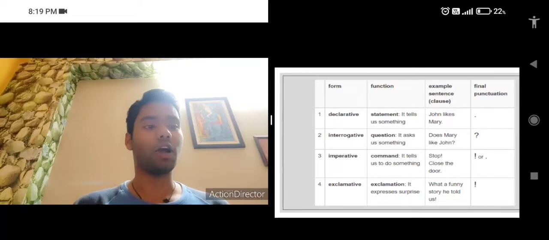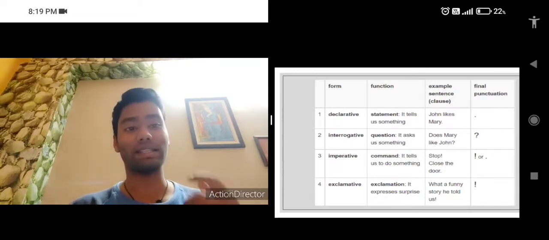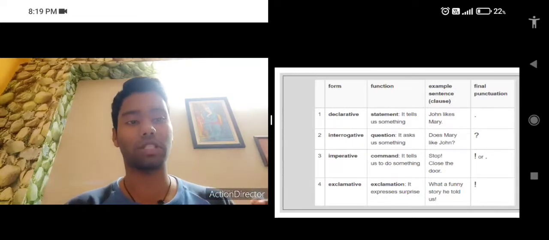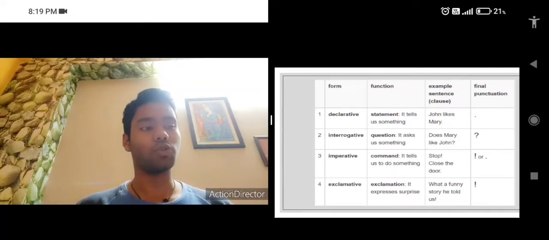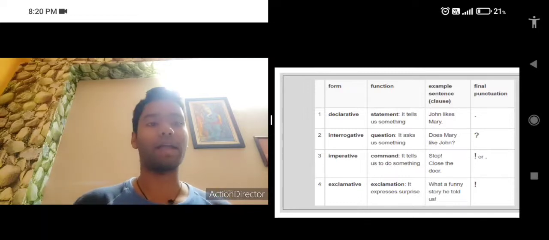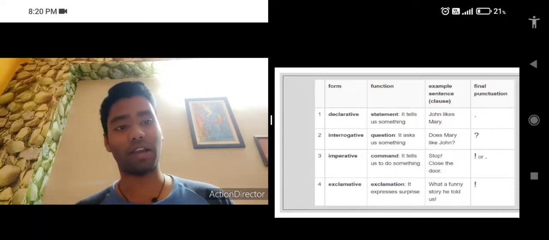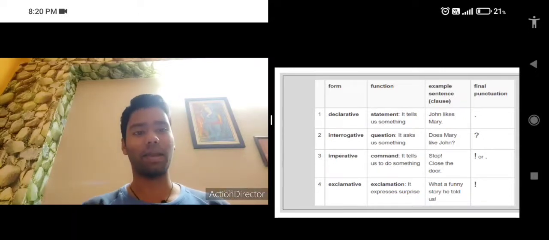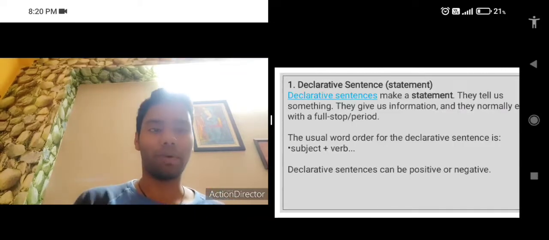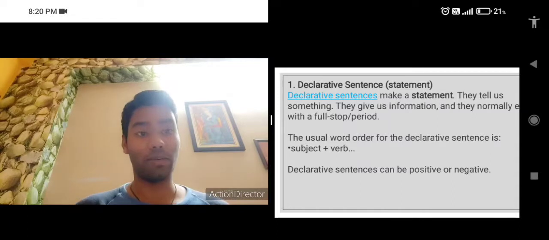For example, a declarative sentence, as I've said, is a statement. It has to end with a full stop. Whereas interrogative sentences are questioning sentences, so they have to end with a question mark. Whereas imperative sentences are commands, so they can have both an exclamation mark or a full stop. And moving on to exclamative sentences, they have to end with an exclamation mark. So now let's dig deeper into these types of sentences individually.